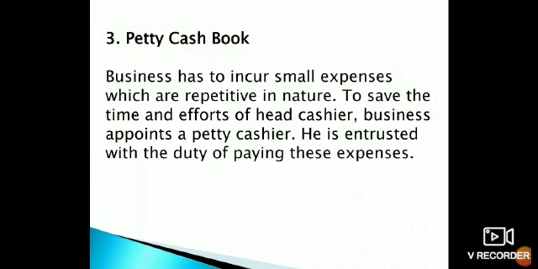Petty cash book. Business has to incur small expenses which are repetitive in nature. To save the time and efforts of the head cashier, business appoints a petty cashier. He is entrusted with the duty of paying these expenses. So, the book which is maintained by the petty cashier is called the petty cash book.